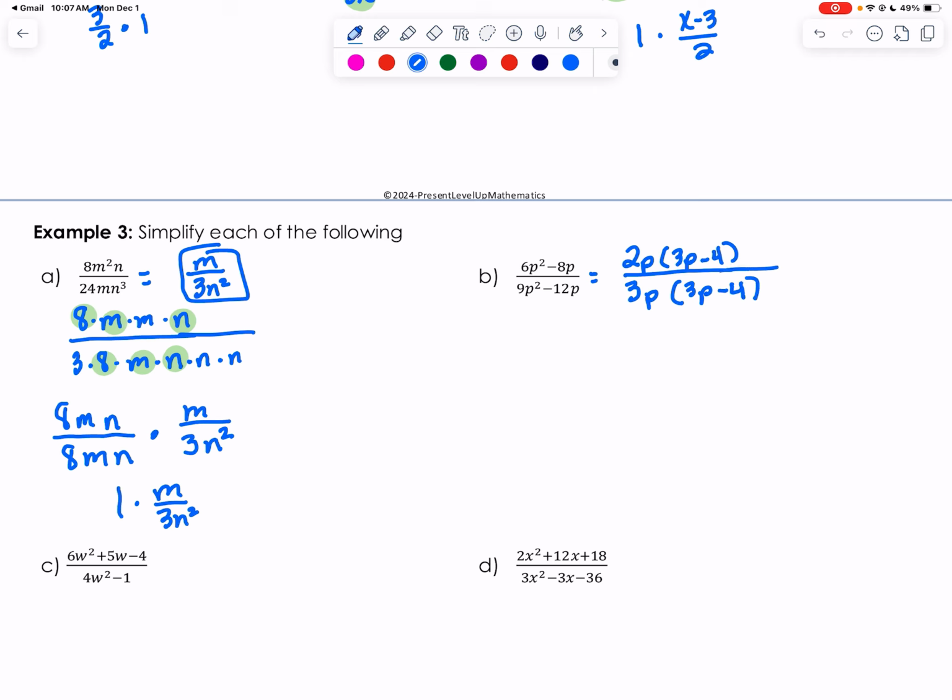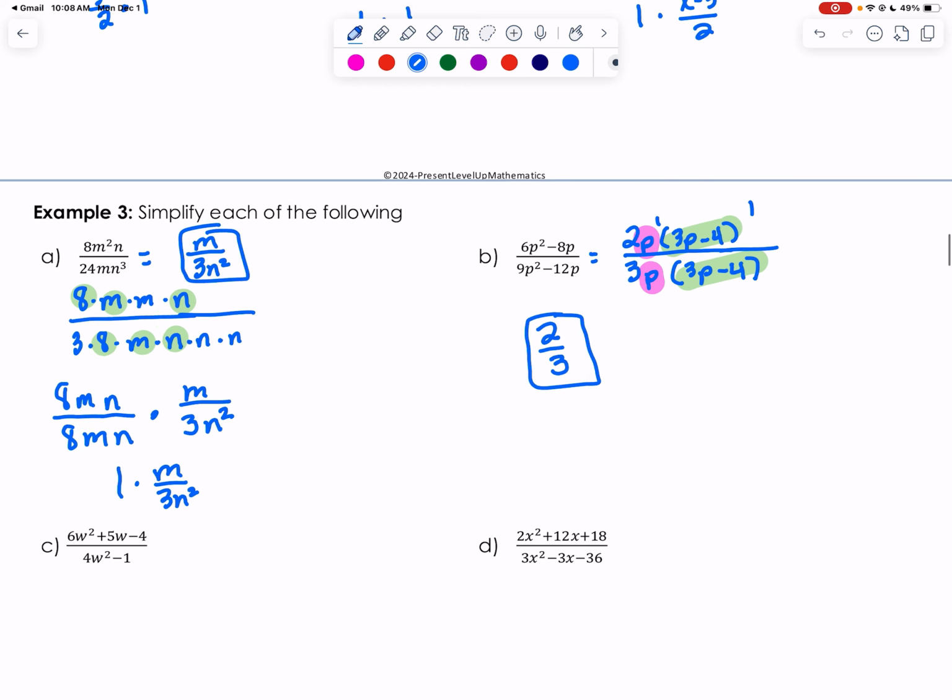Now, on this problem, I'm going to skip a step. Because wouldn't this divided by this equal 1? That would divide to 1. Okay, 3p minus 4 divided by 3p minus 4 would equal 1. And wouldn't p divided by p also equal 1? So what would be left when we divide out those common factors? All we would have left is 2 over 3.